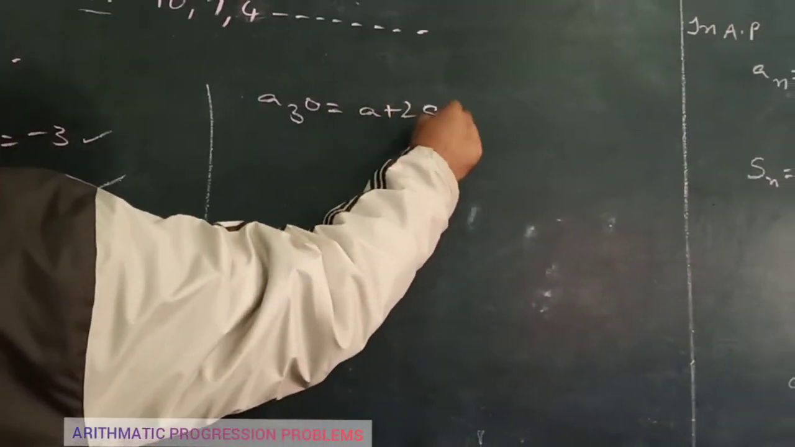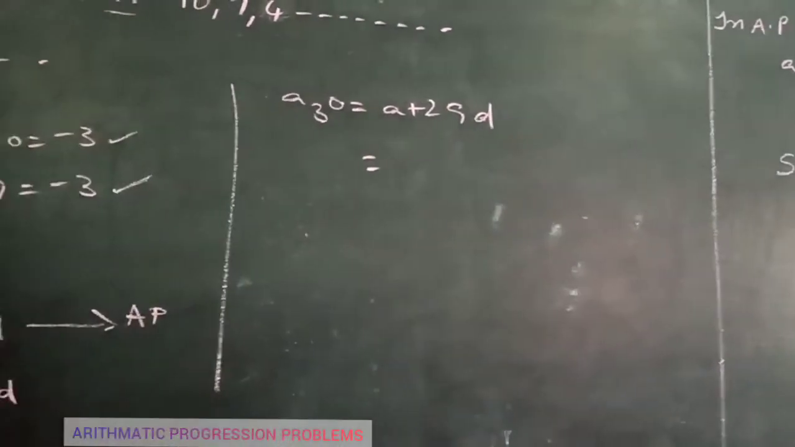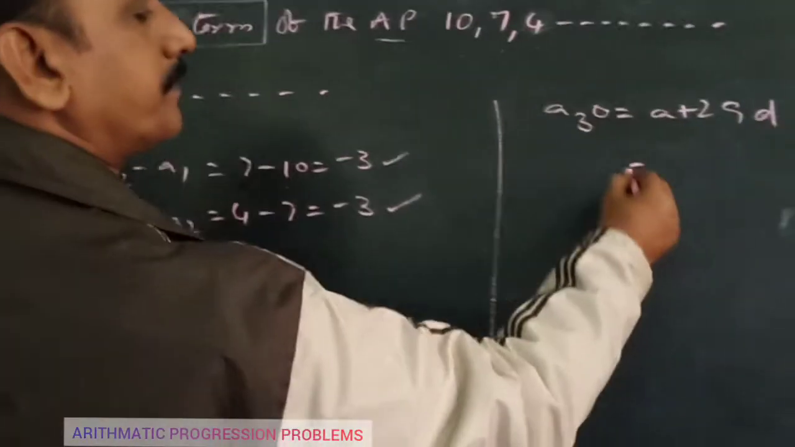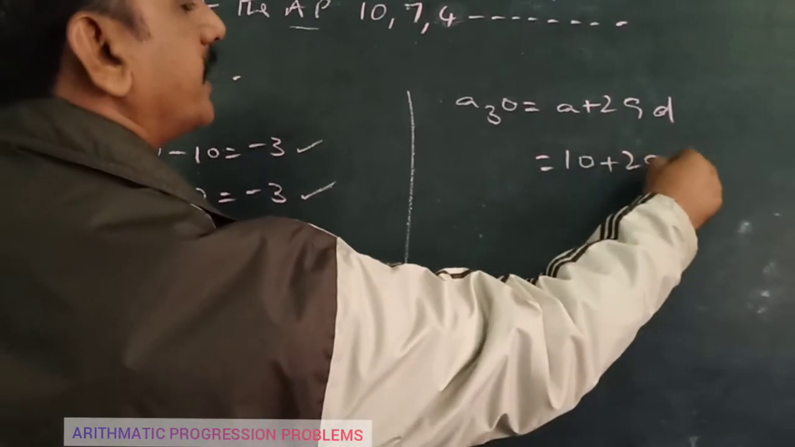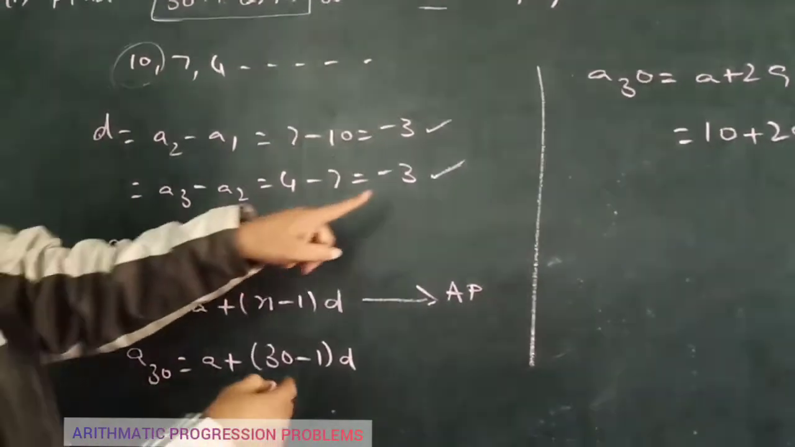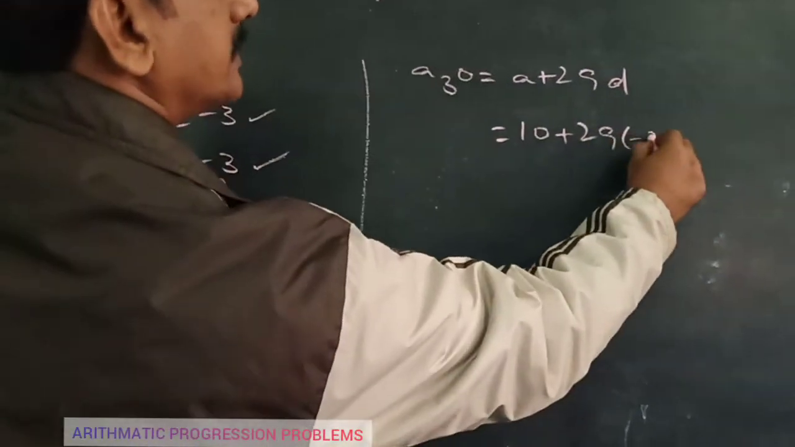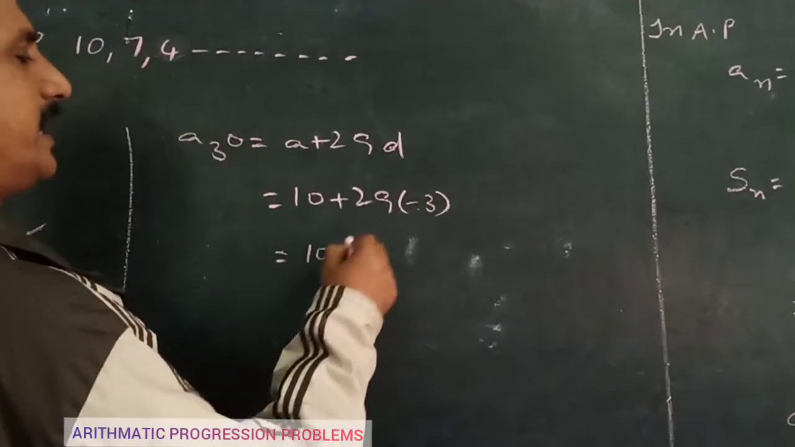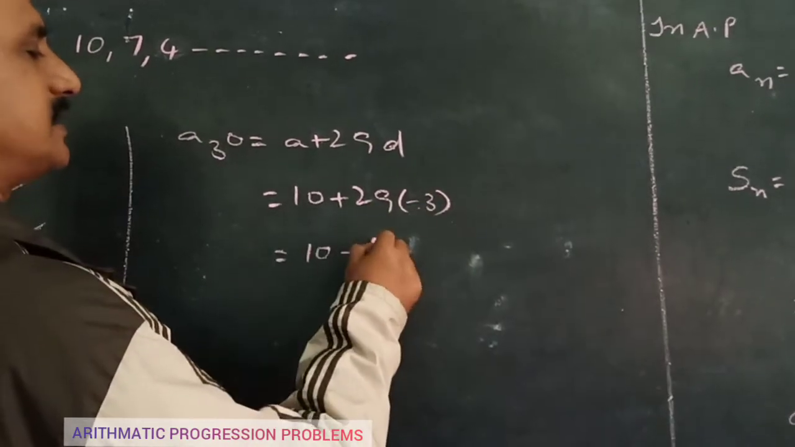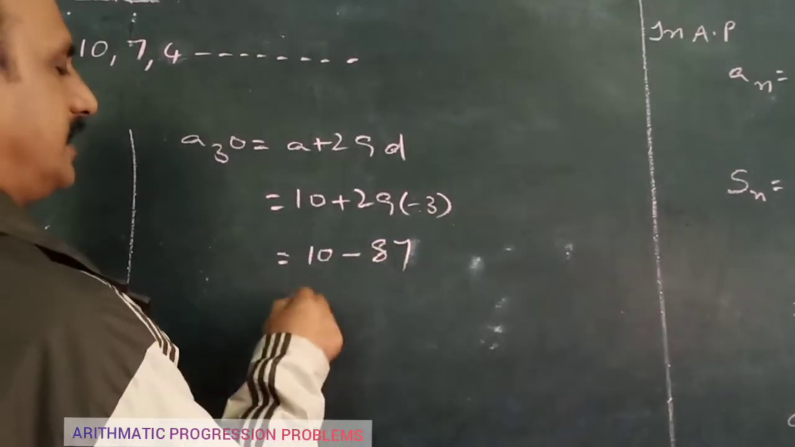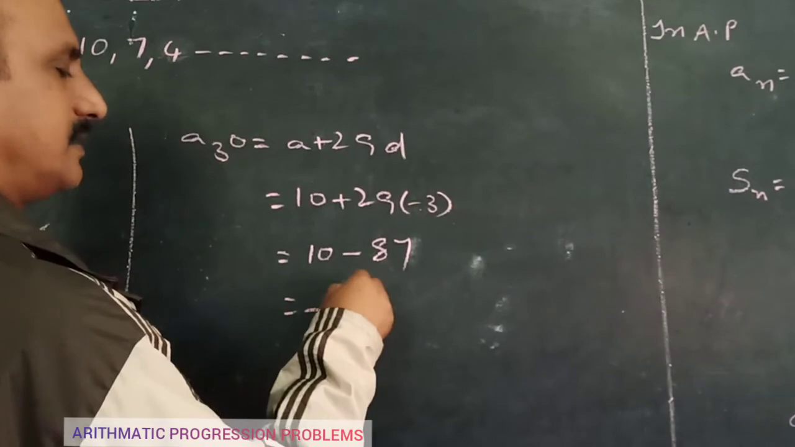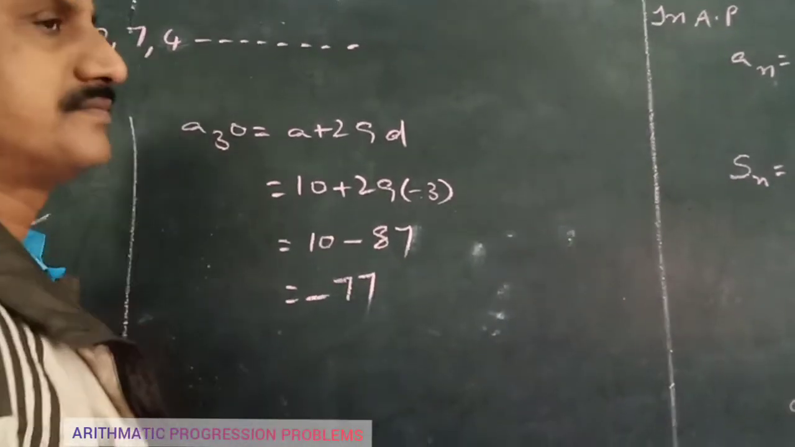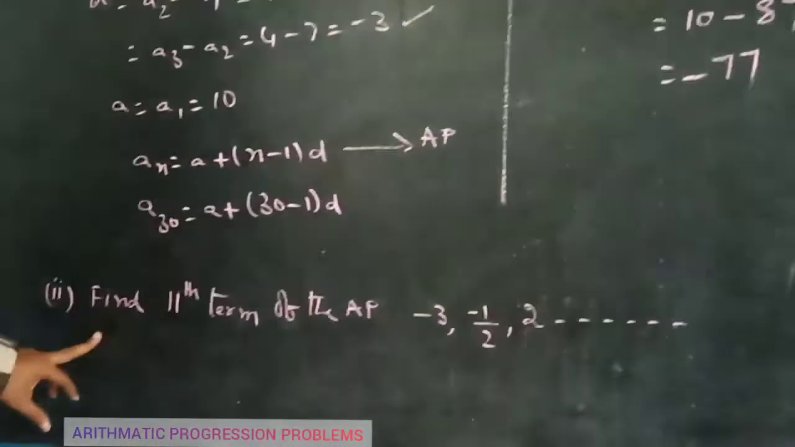a plus 29d. The value of a is 10 plus 29, and d is equal to minus 3. So 10 plus 29 into minus 3, that is 29 times 3 is 87, so it is equal to minus 77.